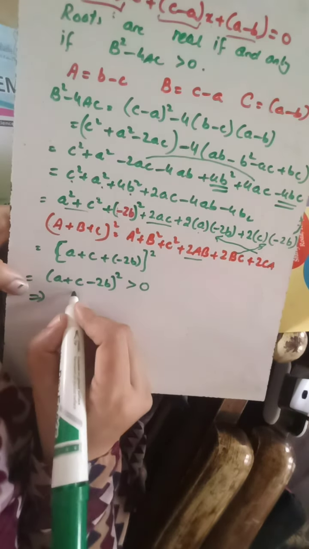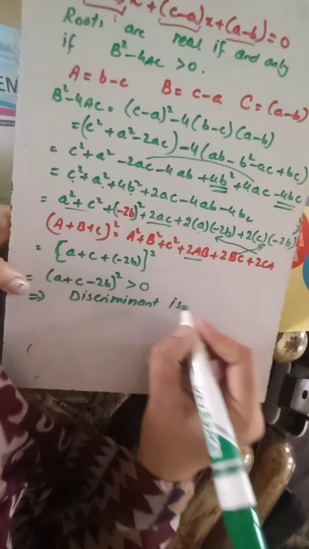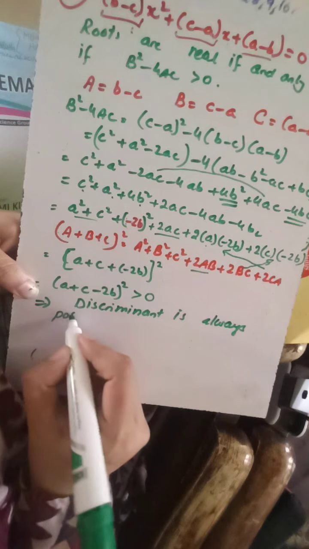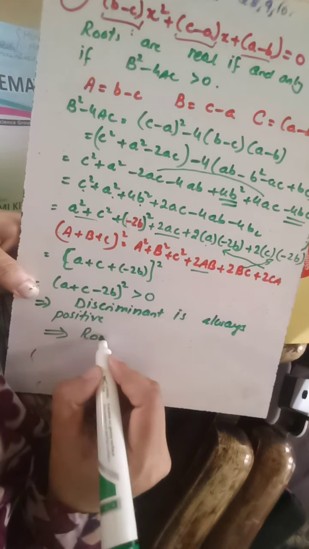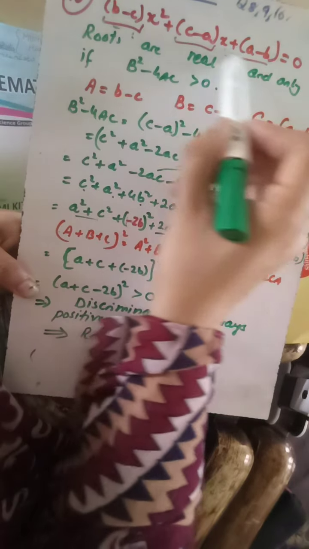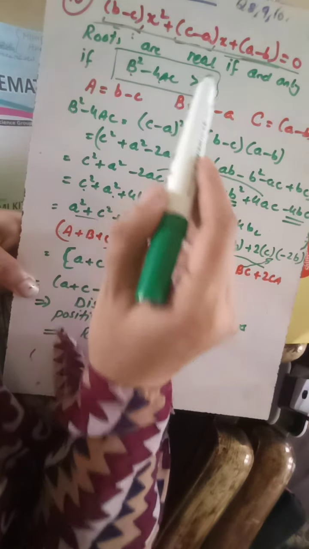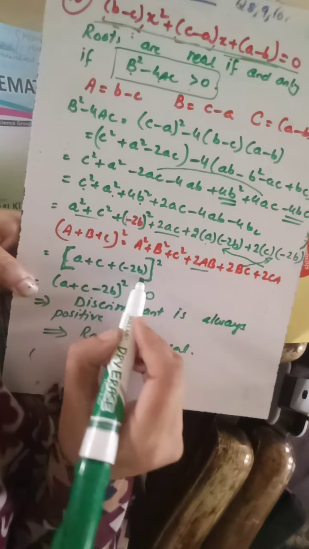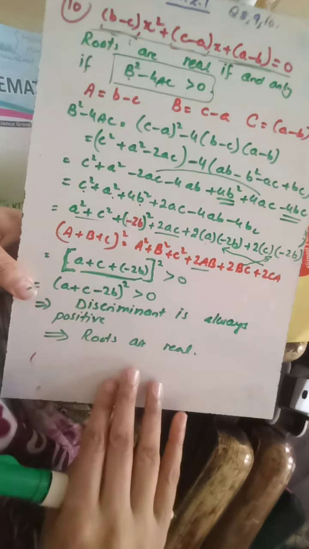This implies that the discriminant is always positive, and which shows that the roots are real for this equation. So we had to prove that the roots of this equation are real, and the technique that we have used is that we have proved that b square minus 4ac is greater than 0. We calculated b square minus 4ac, and it came out to be equal to the square of some expression. Whatever number inside this we have, we know that the square will always be greater than 0. Okay, so this completes the exercise.